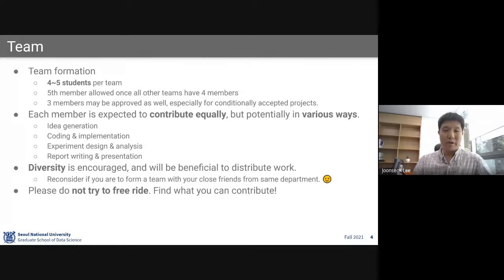And one more thing is that diversity is really encouraged. Here we have a lot of students from different backgrounds. I know that some of you are taking this course together with your lab mates, but having a team with people just from the same lab is not a good idea because it's not diverse. Please try to have teammates from different backgrounds, different majors, or different countries, or in a variety of ways. It would be beneficial to distribute the work among those teammates.